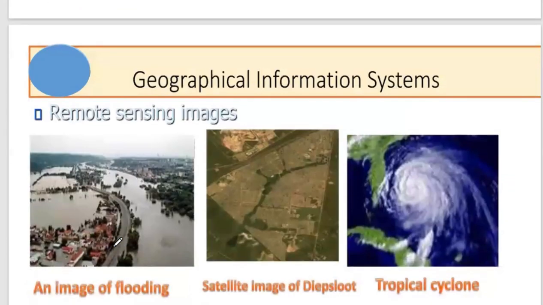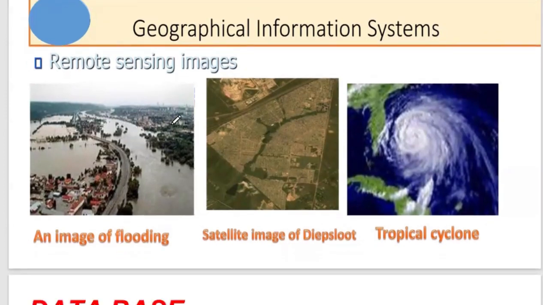Then there is a typical example of satellite images, which are taken using the remote sensing system. We have an image of flooding. You can see this is showing us a flooded area, and it's covering a very wide area which has been affected by floods, which is more convenient in geography.